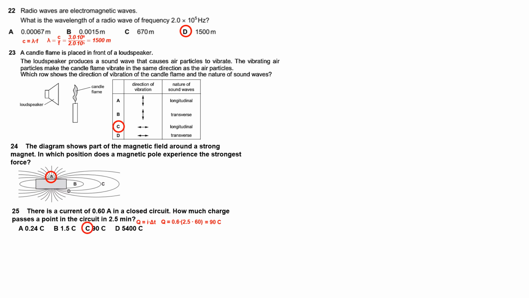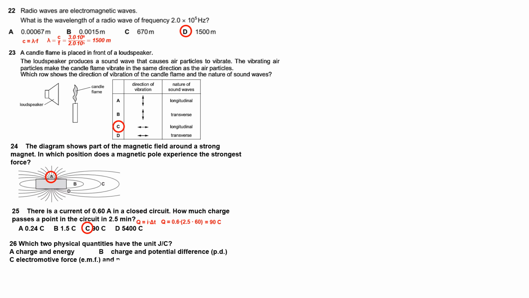Question 26. Which two physical quantities have the unit joules per coulomb? The unit for electromotive force is volt, and volt is given as the ratio of work done on a unit electric charge to enable a unit electric charge to move across the circuit.